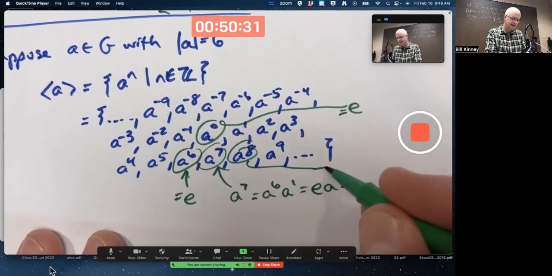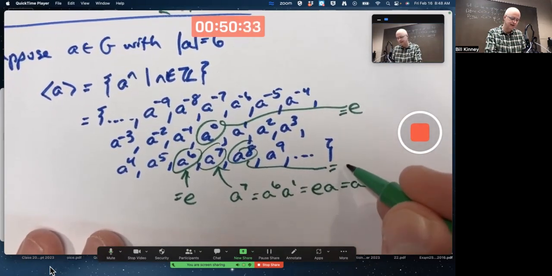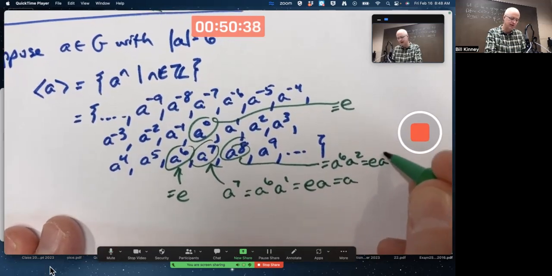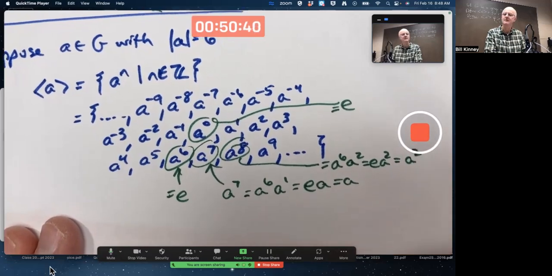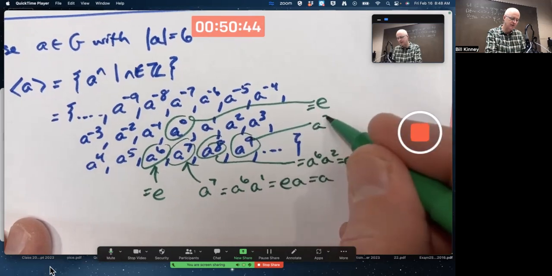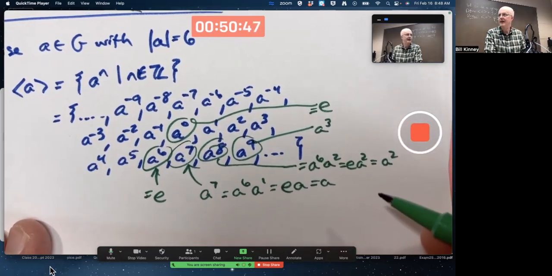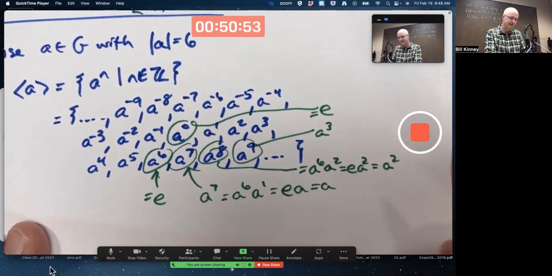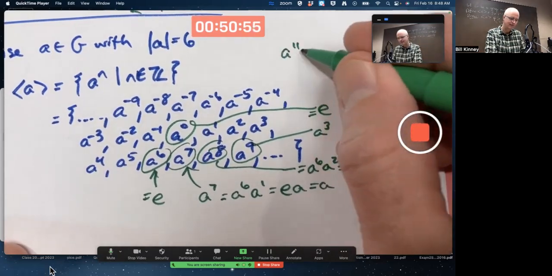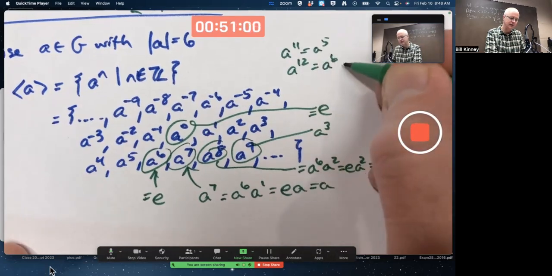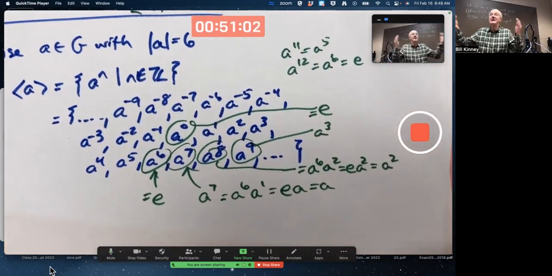A to the eighth is A to the sixth times A squared. E times A squared is A squared. Likewise, A to the ninth will be A cubed. A to the 10th will be A to the fourth. A to the 11th will be A to the fifth. A to the 12th will be A to the sixth, which will be E again. It's cycling. That's why these are called cyclic.